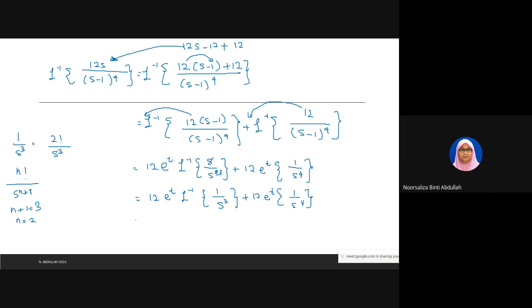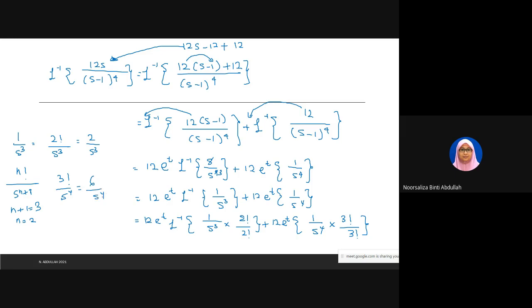Okay, so 12 exponent t Laplace inverse, okay, 1 over S kuasa 3 times 2 factorial over 2 factorial, okay, plus with 12 exponent t 1 over S kuasa 4. So this one also you have to times with 3 factorial over 3 factorial. Okay. Then 2 factorial, we know that 2 is 2 times 1, 2 over S kuasa 3. Okay, it's 3 factorial over S kuasa 4 is actually 6 over S kuasa 4.